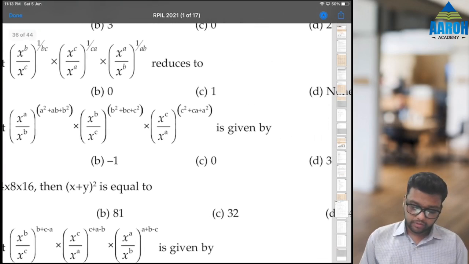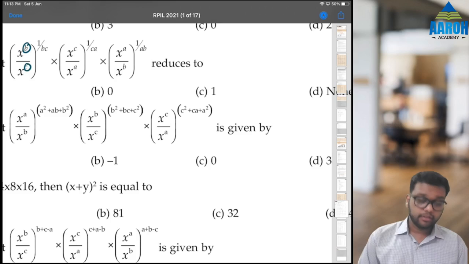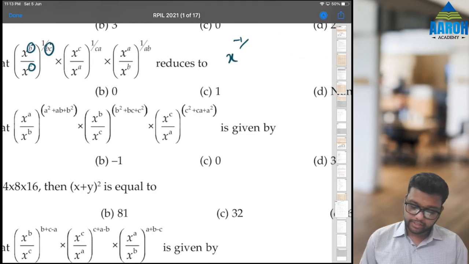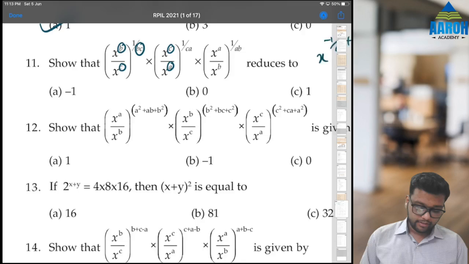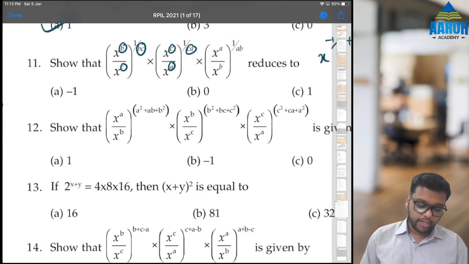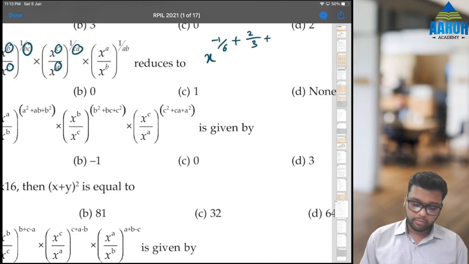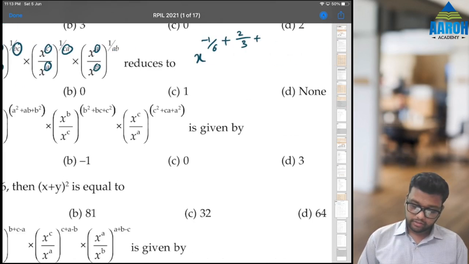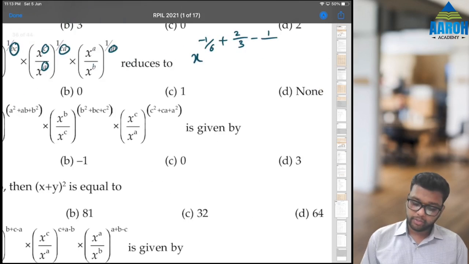So x raised to b minus c. b minus c is 2 minus 3, minus 1, divided by b into c. b into c is 2 into 3, 6, plus c minus a. c minus a is 3 minus 1, 2, divided by c into a, 3 into 1, 3, plus a minus b. a minus b is going to be minus 1, so let's write it as minus 1 instead of plus, minus 1 divided by a into b. a into b is going to be 2.